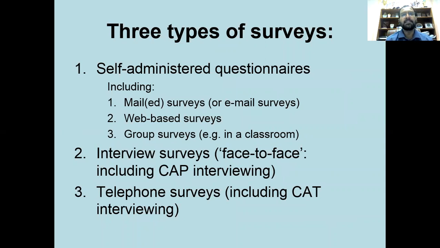There are three types of surveys. Number one is called self-administered questionnaires, which includes mailed surveys. Normally, in the past, people would mail the questionnaire to the people, and then the people respond to it and send it back.